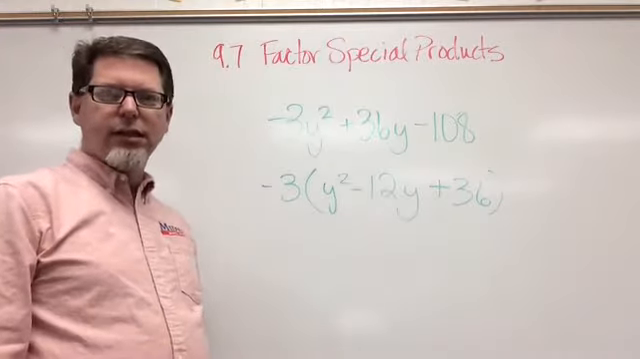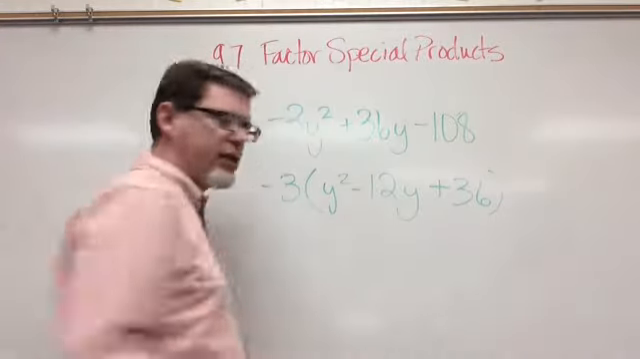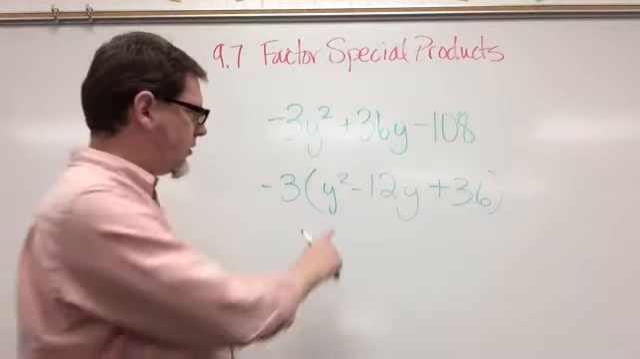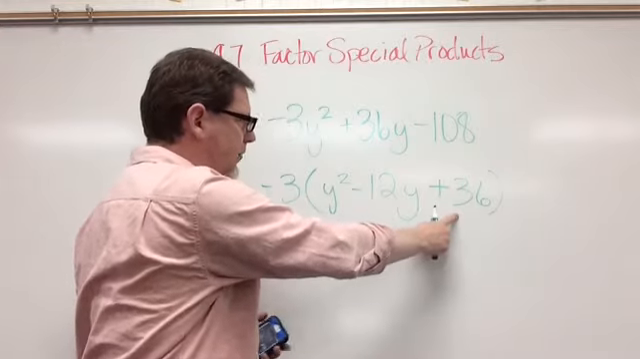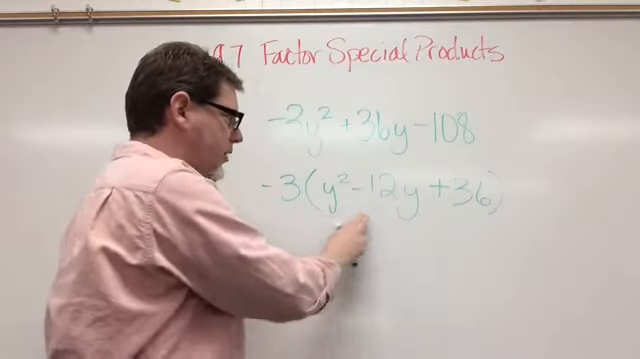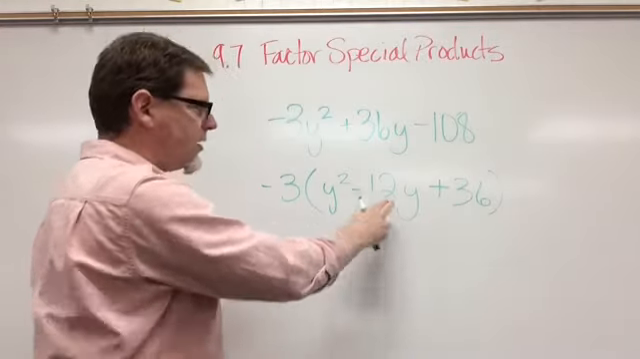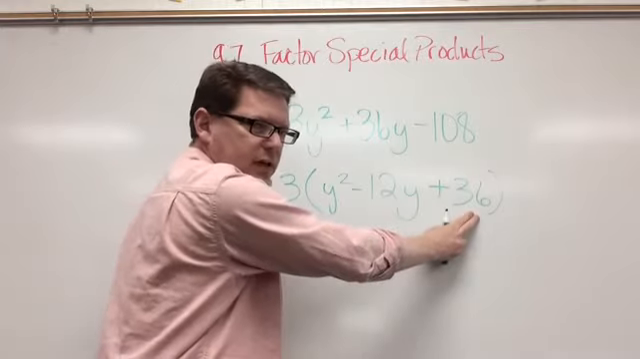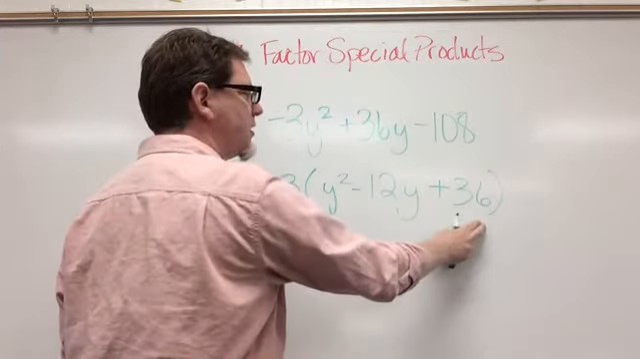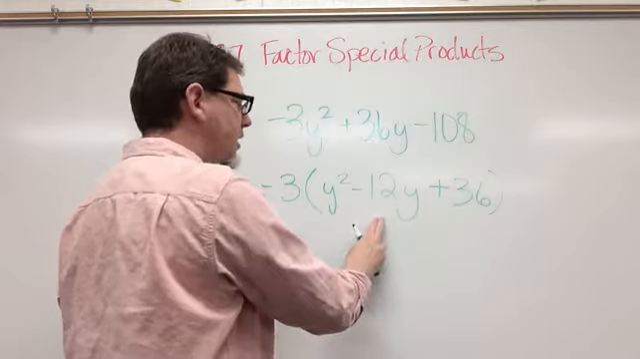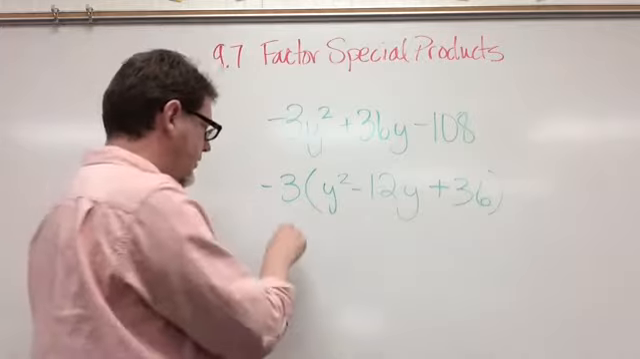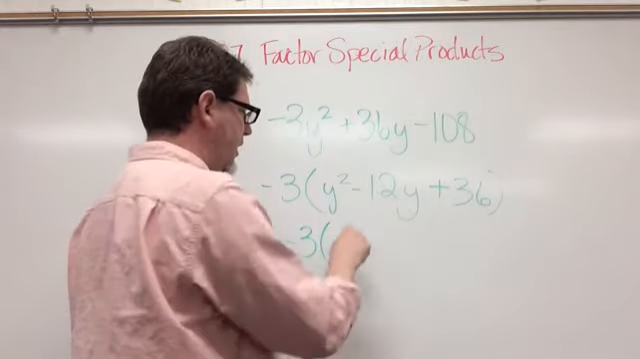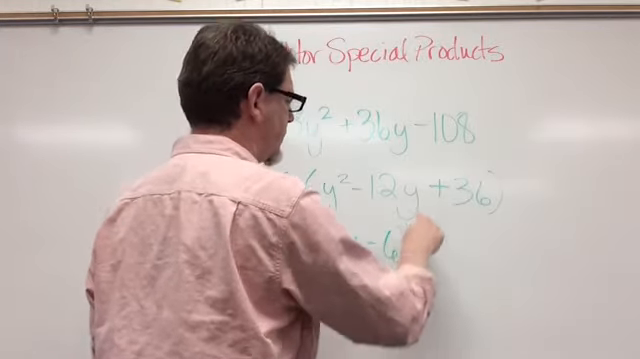Now, let's look at just the trinomial. Is it a perfect square trinomial? The square root of y squared is y. The square root of 36 is 6. That means 6 times y is 6y, times 2 is 12y. But hold the phone. I've got a negative here. So that means this factor has got to be -6. So y times -6 is -6y, times 2 is -12y. So yes, it is a perfect square trinomial. To factor that, I bring my -3 down, and then it's y minus 6 squared.